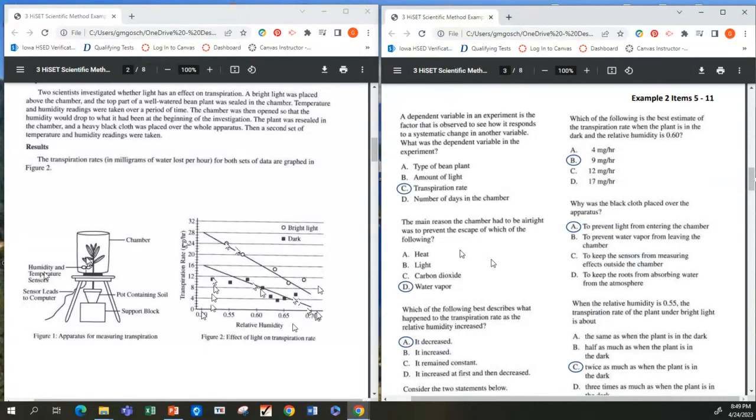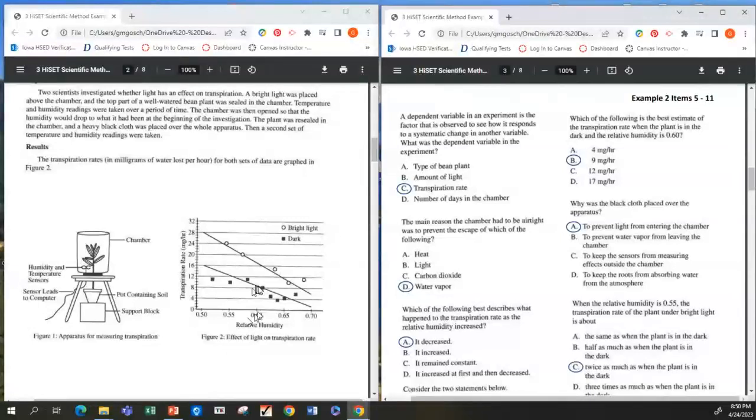Okay, which of the following is the best estimate of the transpiration rate when the plant is in the dark and the relative humidity is 60%? Now that's in decimal form. So I need to look along my horizontal axis here and find 0.6. And then I'm going to look up to when the plant is in the dark, so that is this first line here. According to this trend line, which is meant to give us a way to estimate these points in between, it looks to me like it'd be around 9 or 10, based on where the imaginary line from 0.6 up to that line intersects.